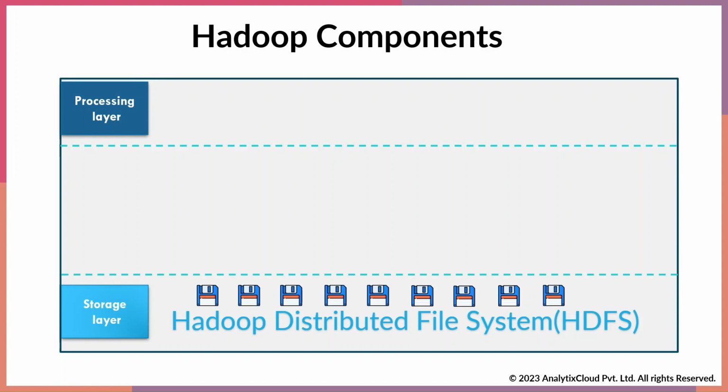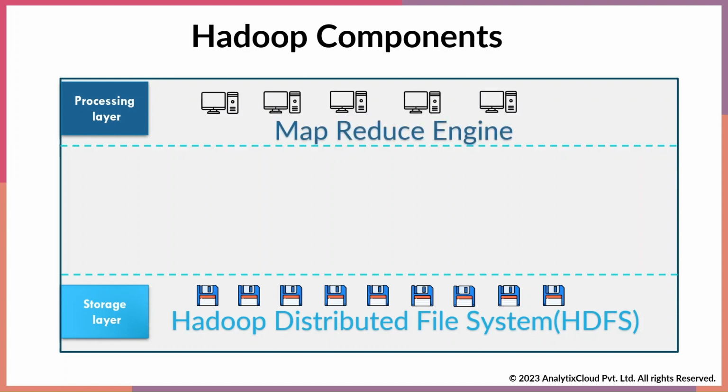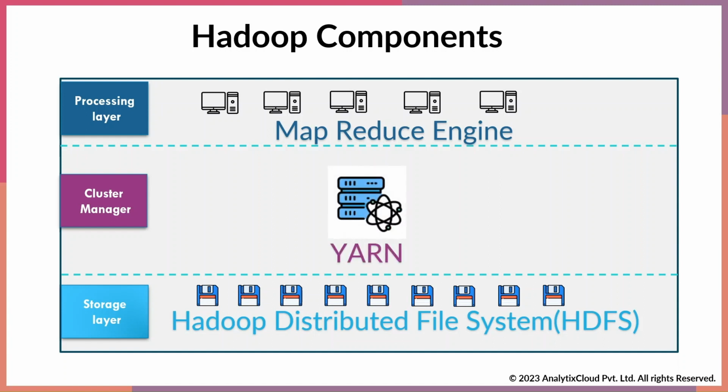Then there is a MapReduce engine for data processing. It can process structured as well as unstructured data that is stored in HDFS. And this processing is done in parallel using multiple machines in the Hadoop cluster. And finally, there is a cluster manager which is responsible for managing and allocating the resources required for processing this data. Here we have Yarn. So the cluster manager, Yarn, is responsible for allocating all the required resources for processing the data.